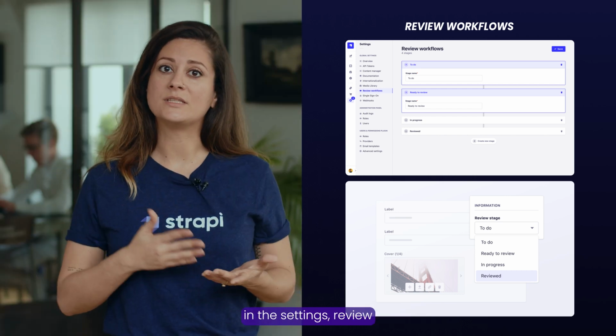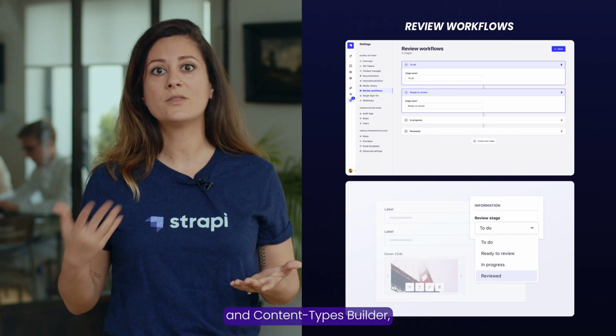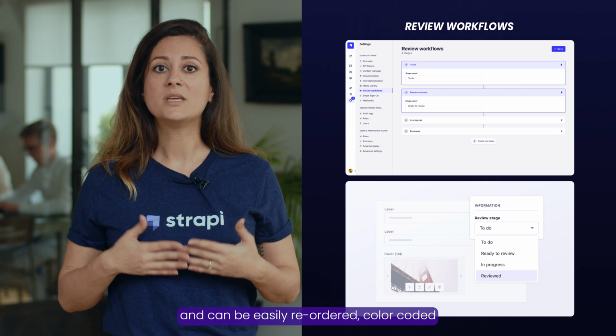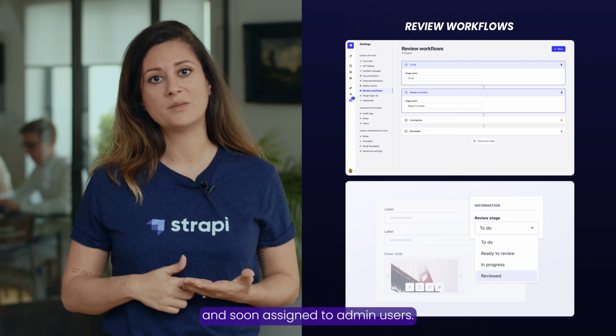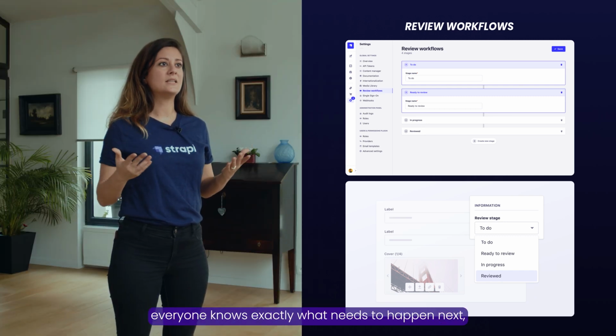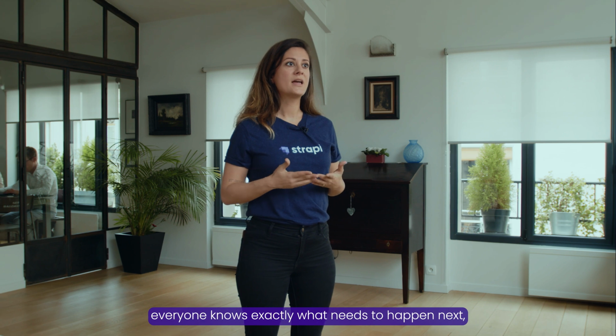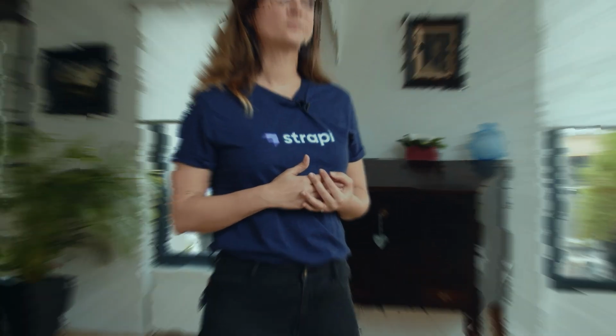Once configured in the settings, review workflows are available in the Content Manager and the Content Types Builder, and can be easily reordered, color-coded, and soon assigned to admin users. Throughout these review steps, everyone knows exactly what needs to happen next, and who is responsible for ensuring that content is published with confidence quickly.